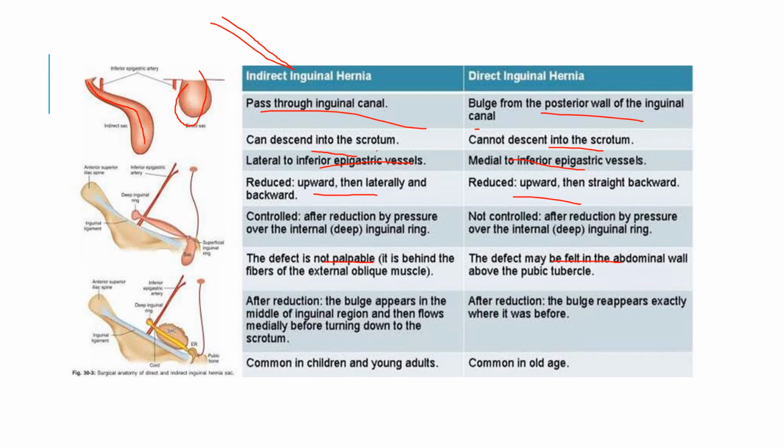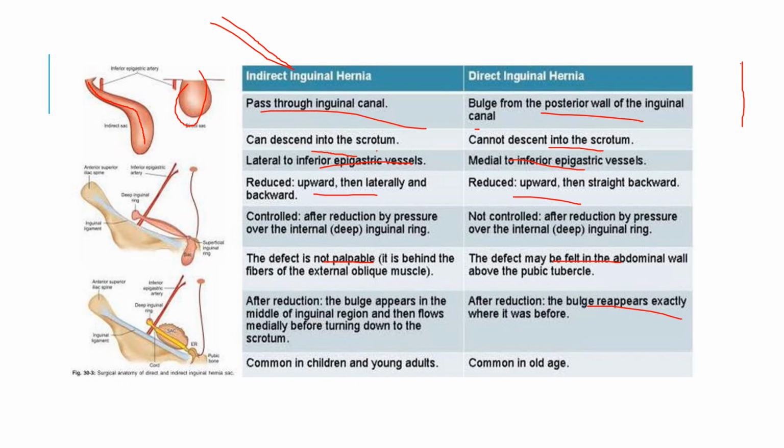After reduction in indirect, the bulge appears in the middle of the inguinal region and then flows medially before turning down to the scrotum. However, in direct, the bulge appears exactly where it was before, because this is the difference. This is your Hesselbach's triangle. There is the lateral border of rectus abdominis.